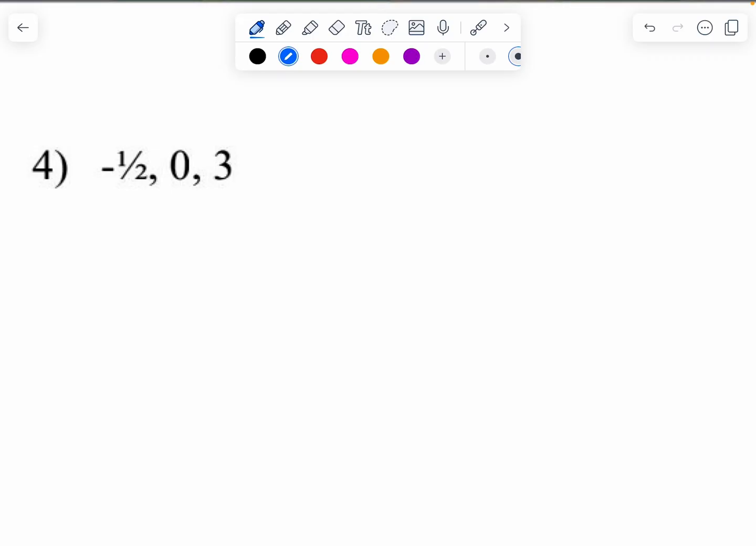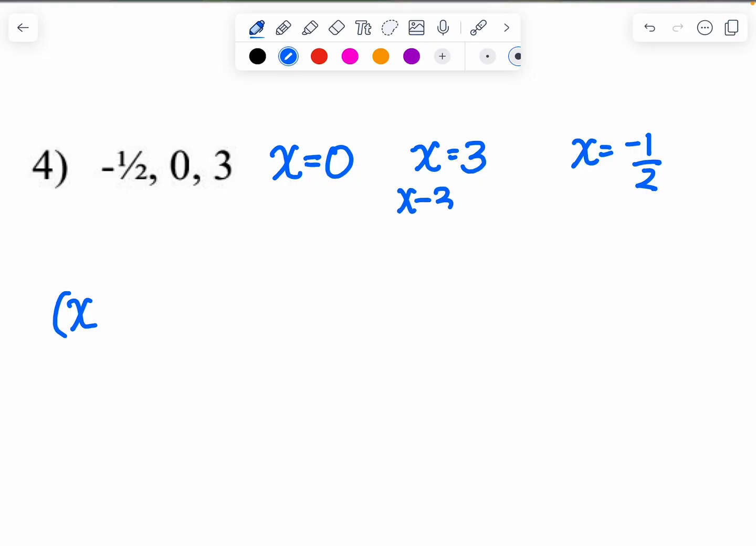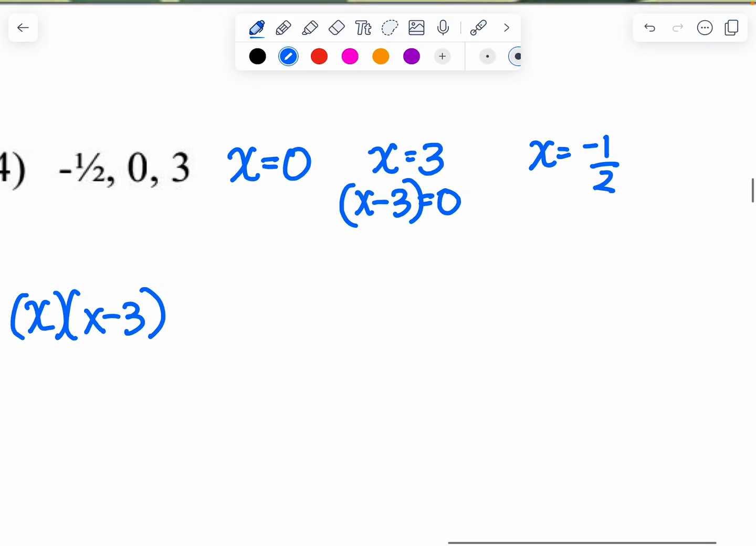I have x equals negative 1/2, x equals 0, and x equals 3. X equals 0, that's the easiest one, so I'm going to go ahead and write it first because it's done. That's my factor x. It's already said equal to 0. X equals 3 is the next easiest one, and then x equals negative 1/2, that's the toughest one. So right now my factors are x, and x minus 3 equals 0, so x times x minus 3, and then I'm going to have to figure out this last one.